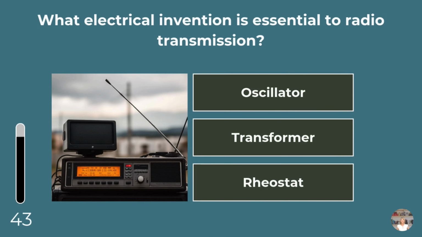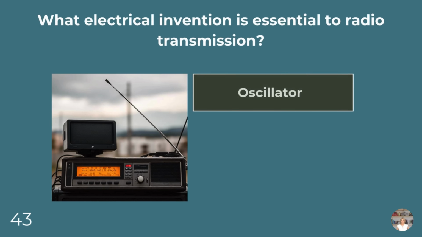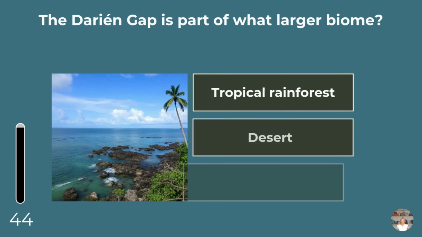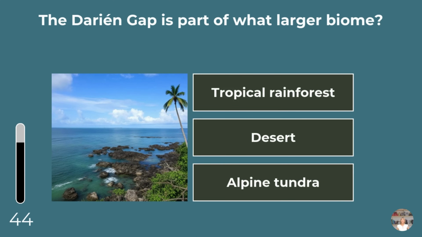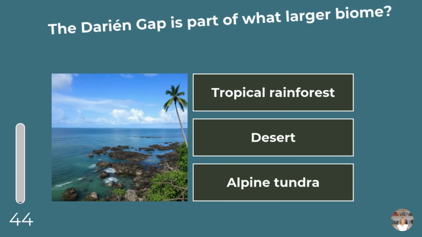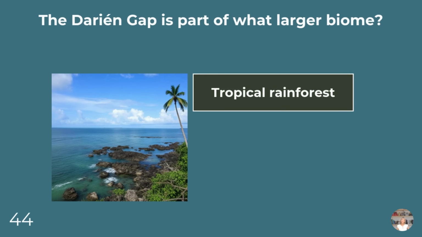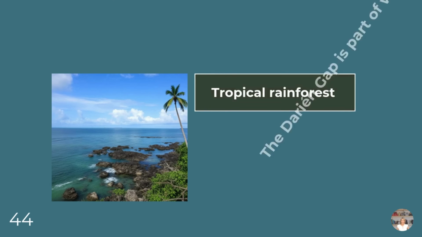What electrical invention is essential to radio transmission? The oscillator, transformer, or rheostat? Oscillator. The Darien Gap is part of what larger biome? Tropical rainforest, desert, or alpine tundra? Tropical rainforest.